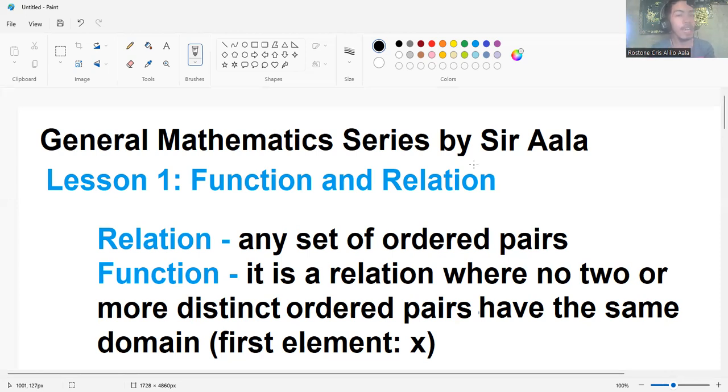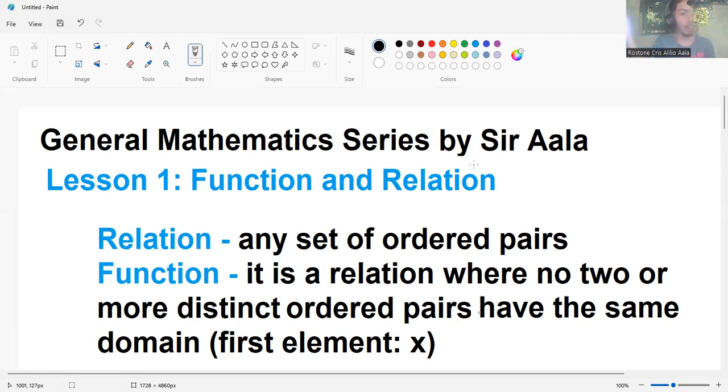Bakit daw relation? Kasi kapag sinabi nating ordered pairs, meron tayong magkaka-pair or magkaka-partner na mga numbers. So yung mga numbers na to ay nahati sa first element at saka sa second element. Wherein mamaya, didiscuss ko ano nga ba yung first element at saka yung second element. So pag sinabi nating relation again, it is any set of ordered pairs. So kapag nakakita kayo ng any set of ordered pairs, ito ay tinatawag natin na relation.